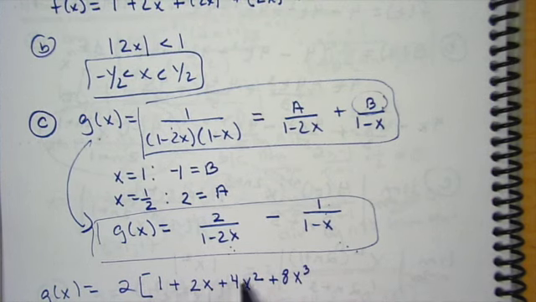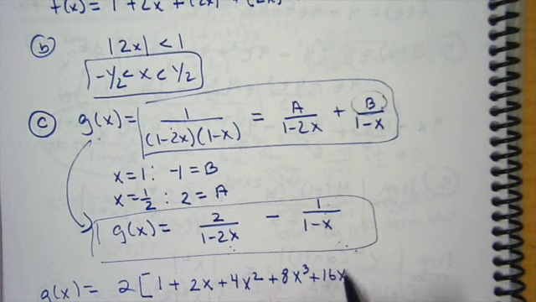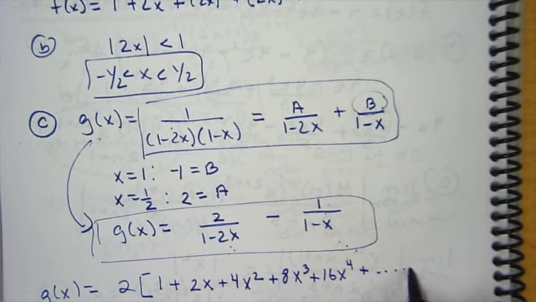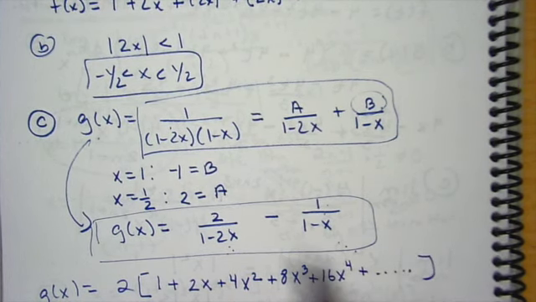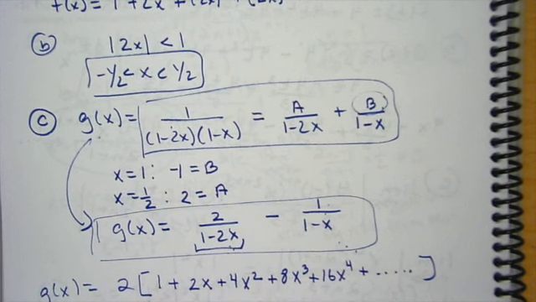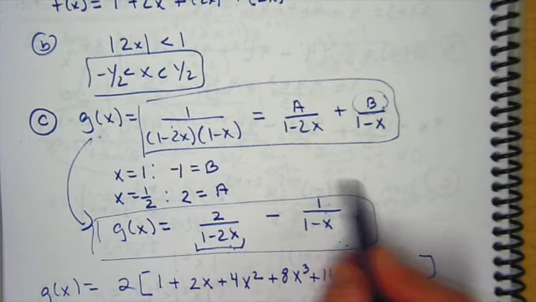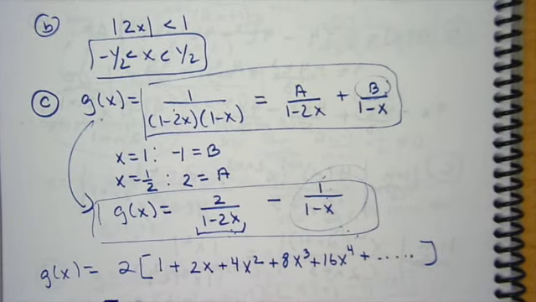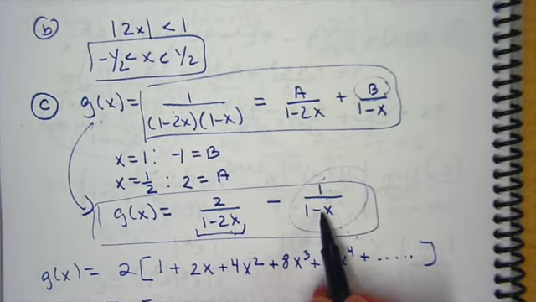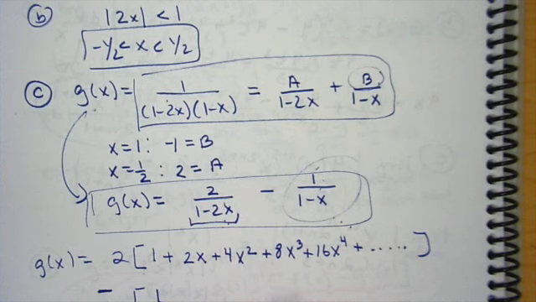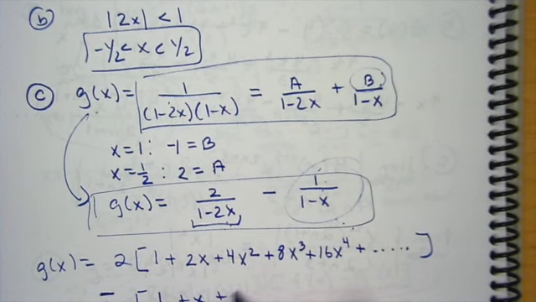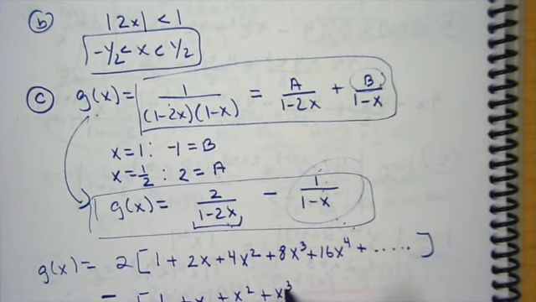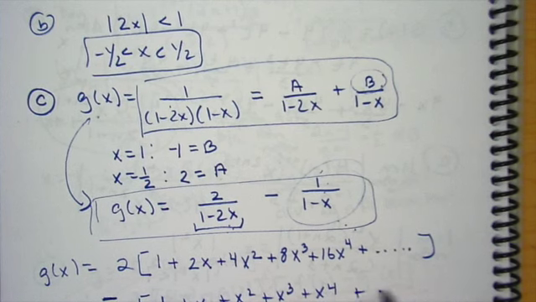So 1, 2, 3, 4, one more. And this goes on forever, plus dot, dot, dot. So this is just this piece right here. And then I want to subtract off this series. This is also a geometric series, a over 1 minus r. So I'm going to subtract off all of these terms, the first 5 terms, 1 plus x plus x squared plus x cubed plus x to the 4th plus dot, dot, dot.